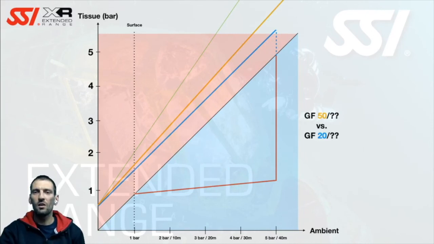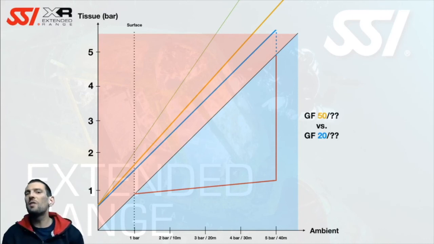So now let's see two examples. With gradient factors, there are always two numbers: gradient factor low and gradient factor high. The gradient factor low, the first one, is the supersaturation level in percentage that is allowed when we start our ascent. So this is the deep gradient factor, let's call it. Now on this graph, we have two, let's say, M-value lines, these gradient factored M-value lines. The yellow one is when the gradient factor is 50%, so 50% of what Bühlmann said, and the blue one is 20. So how does it work in practice?